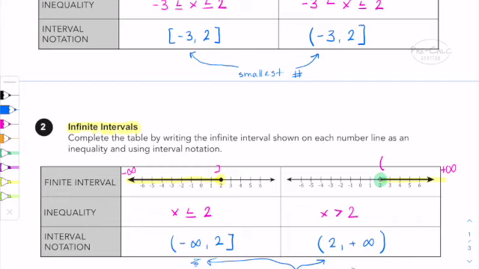If you notice, I just underlined negative infinity. There's never a number that's smaller than negative infinity. Negative infinity will always be used as the first number if you are using it.